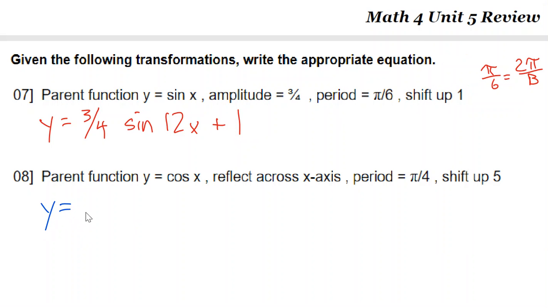Okay, here we've got a reflect across the x-axis. There is no mention of amplitude. Period is pi over 4. If I cross multiply, I get 8 pi and b pi. I guess b must be 8. And then we shift up 5.